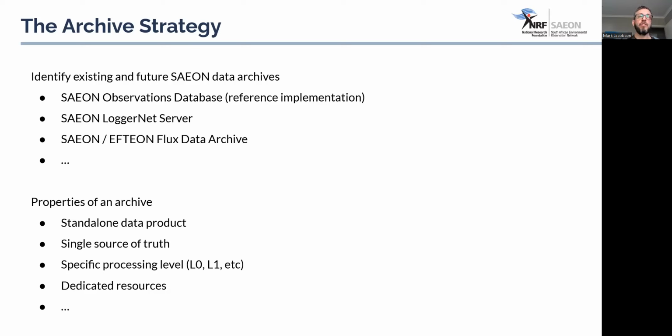We certainly don't have to decide on all the archives that we might need up front, but there are a couple of good candidates that can serve as starting points. The SAEON Observations database can serve initially as a reference implementation. It's well managed, it has dedicated resources, and well-established workflows and pipelines. And these are the kinds of things that we need to consider if we want to develop the Loginet server, for example, into a fully fledged archive.